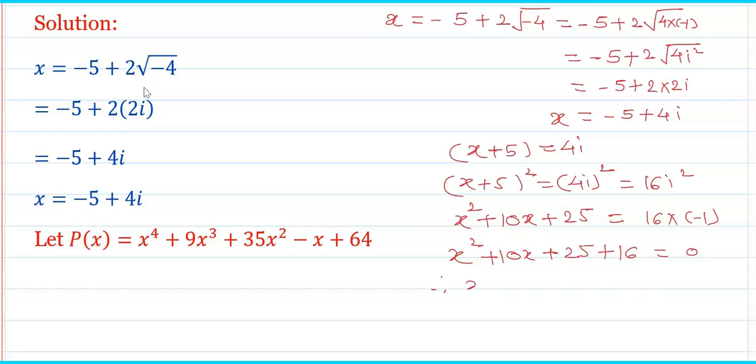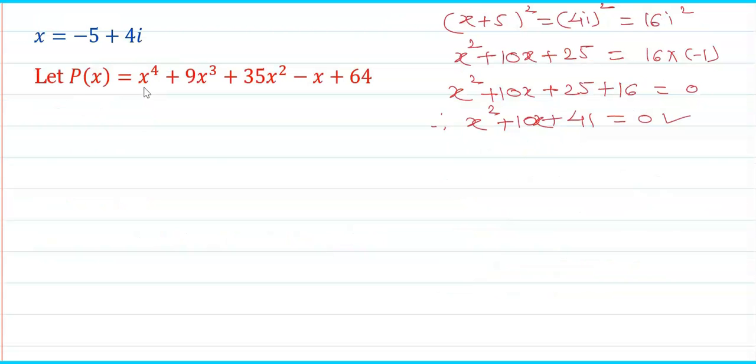Therefore x square plus 10x plus 41 is equal to 0. Okay, and here we will do division, here is 10x. x square plus 10x plus 41 is equal to 0. Here we will use the division algorithm. Now here we will divide the polynomial.